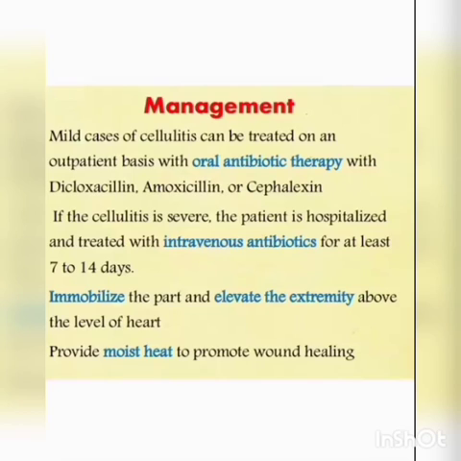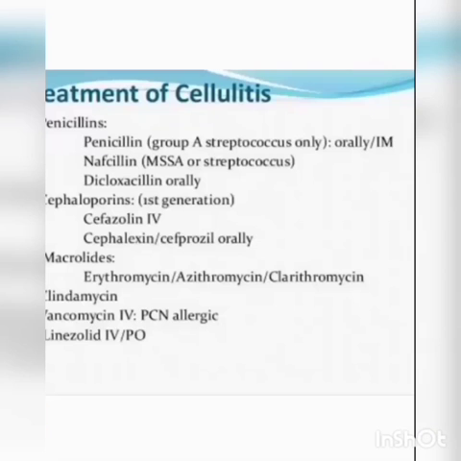Then the general measures: we have to immobilize the area, then elevate the extremities in order to relieve the edema, then provide moist heat that promotes wound healing and improves the circulation. Moist heat will improve the circulation, so the wound healing process will be easy. These are the measures for the cellulitis patient.